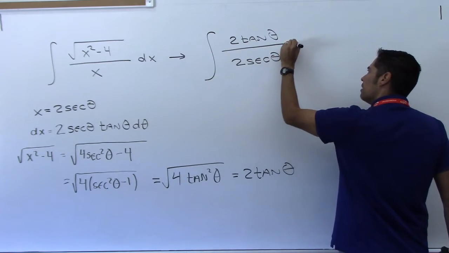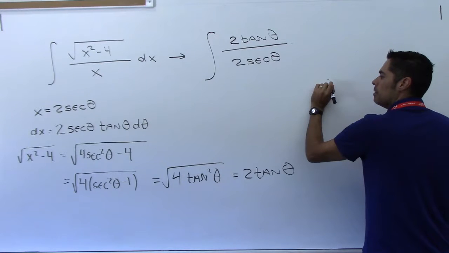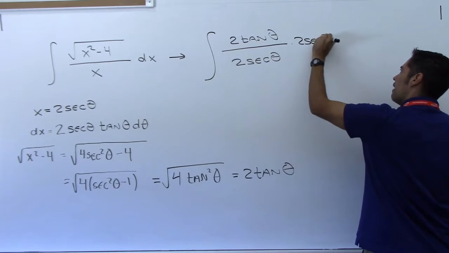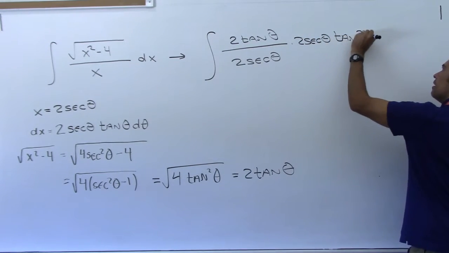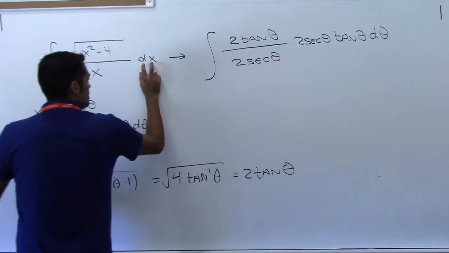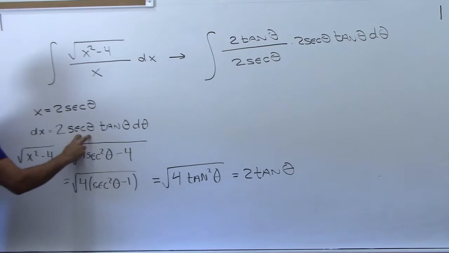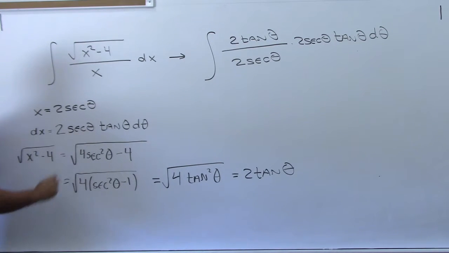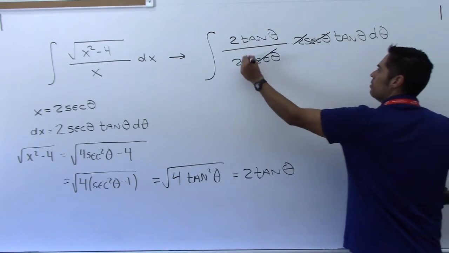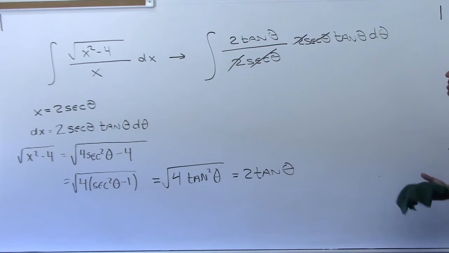And then 2 secant theta tangent theta d theta. You see how important this dx is? We have to convert it to what it is, right? Which kind of created a little bit of an issue for us, but we should be able to handle this now. Secants cancel, 2's cancel. The 2 that's left can come out.